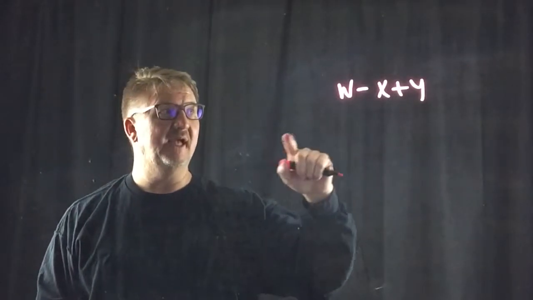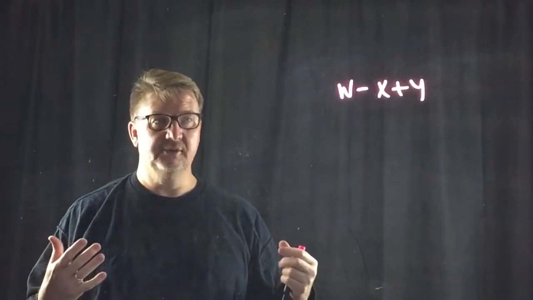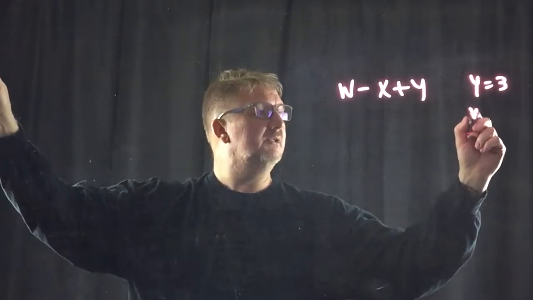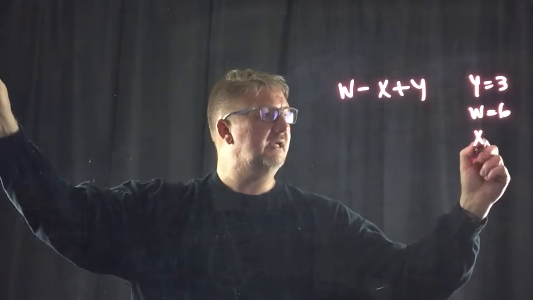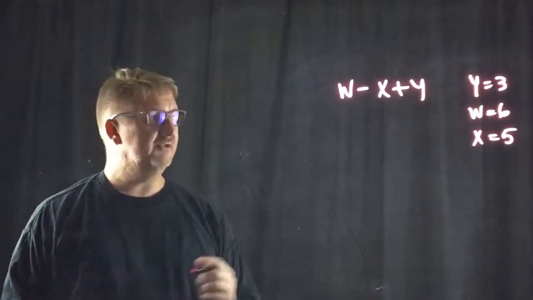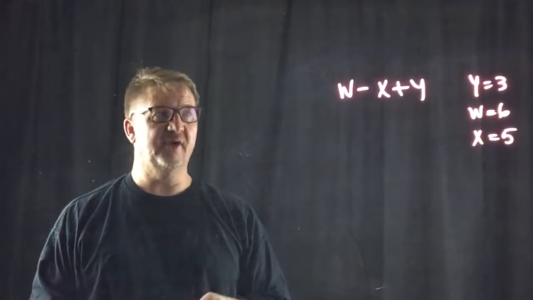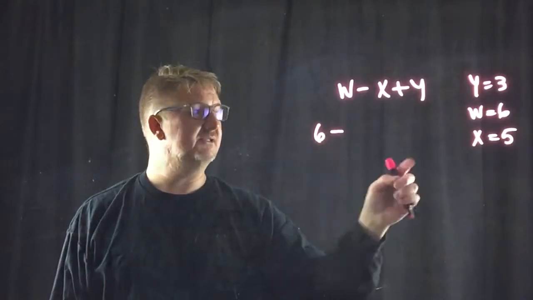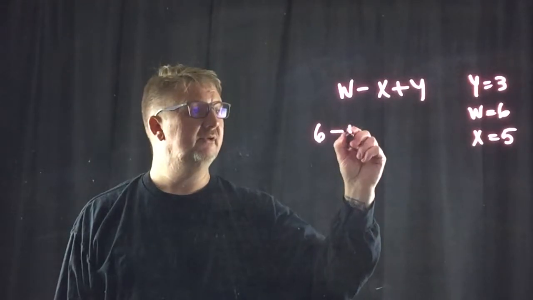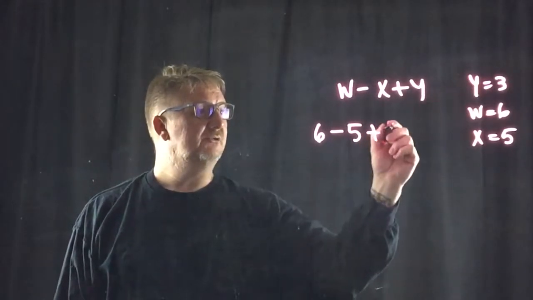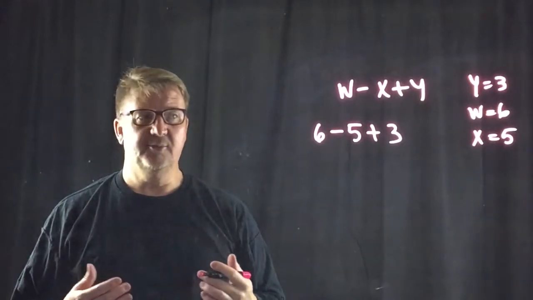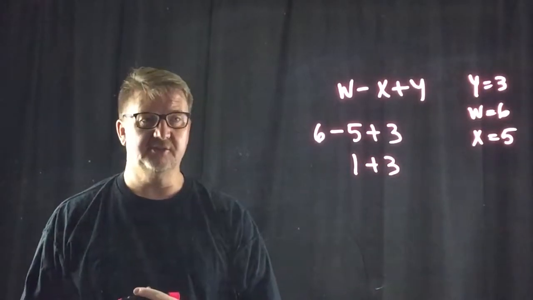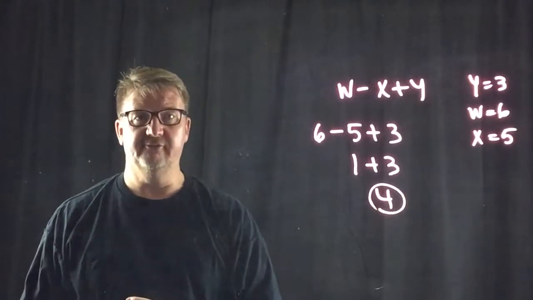In this particular example, we have 3 variables, no numbers. But we are told that y equals 3, w equals 6, and x equals 5. So what you have to do is find the corresponding variables and plug in those values. I'm looking for w, right there. W equals 6. So I say 6 minus, where's x? X is right here, 5, plus y, which is 3. Now I just follow PEMDAS. I go from left to right. 6 minus 5 is 1, plus 3 is 4, and 4 is my final answer.